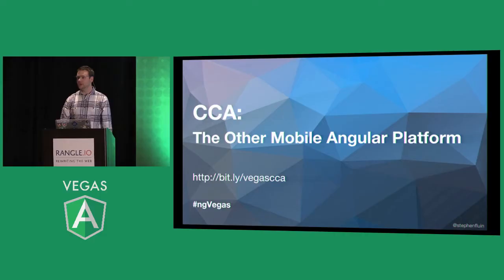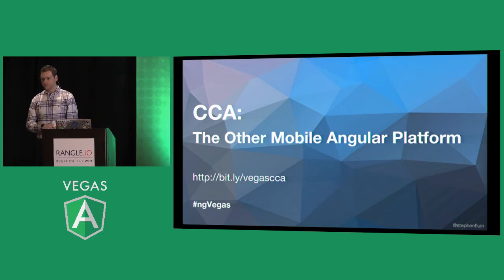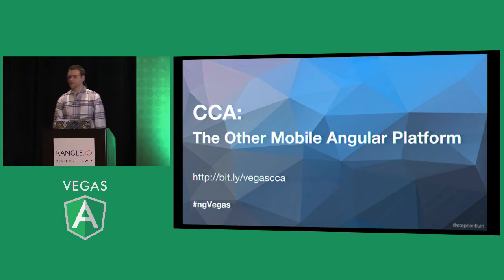So I'm here to talk about CCA, or Cordova Chrome Apps, which I've called here the other mobile Angular platform. A little bit tongue-in-cheek, as we'll learn about a little bit later.